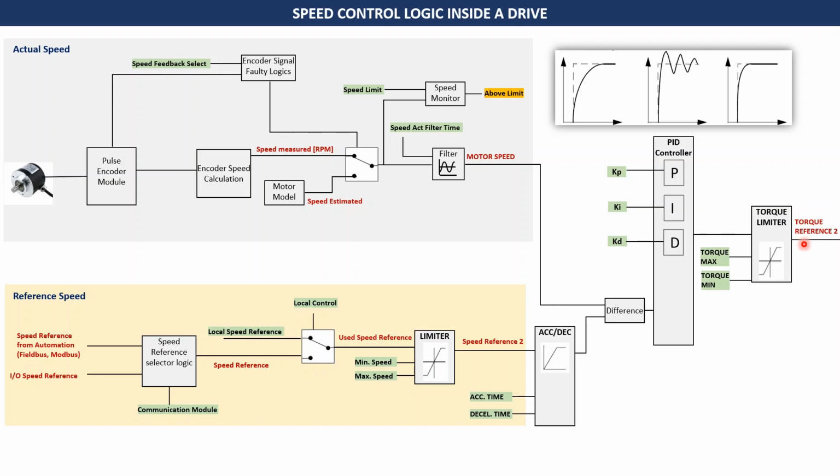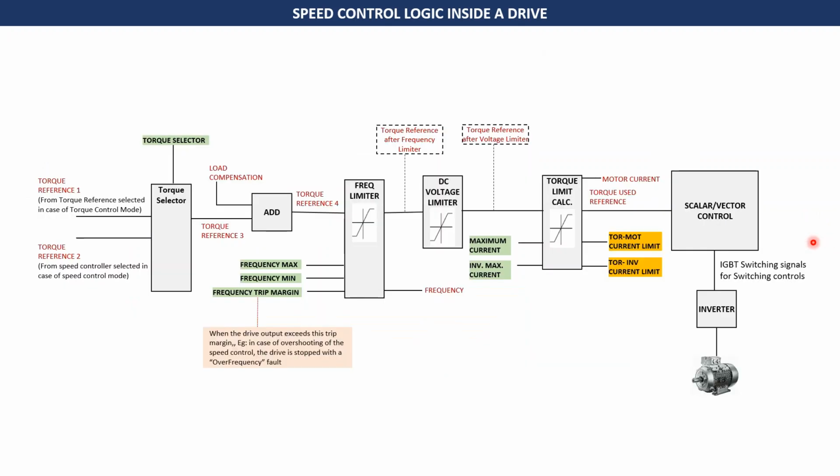Now this torque reference 2 gets passed on to a torque selector. So here we have two references: torque reference 2, which is from the speed controller that we saw in the earlier section, and this is torque reference 1. If you remember what I had told about the torque control mode, in case of torque control mode, the drive gets a direct torque reference from either a PLC or from another drive, or it can be from an analog input as well. So that forms torque reference 1. You can select this torque selector parameter to choose what kind of mode you want to run in. So this gets passed on as torque reference 3.